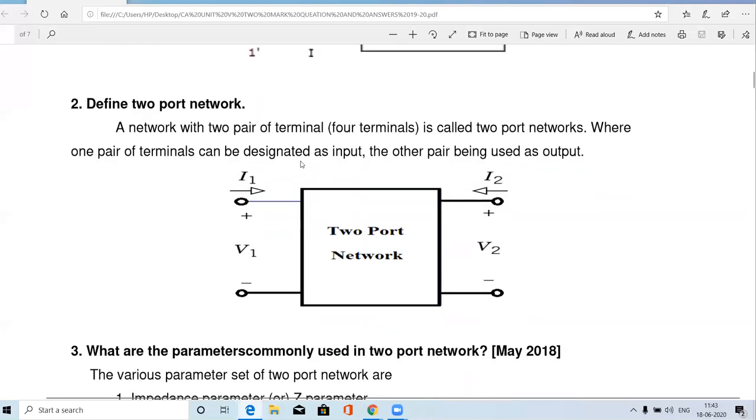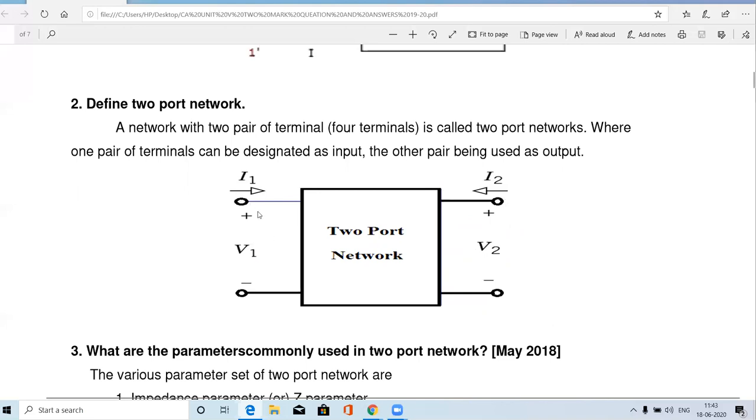Then the second question is: define two port network. What does two port network mean? The answer is in the question itself: two port. One port is nothing but one pair of terminals, so two port is a network with two pairs of terminals. Here this is a two port network, with the first pair 1 and 1 dash, and the second pair 2 and 2 dash.